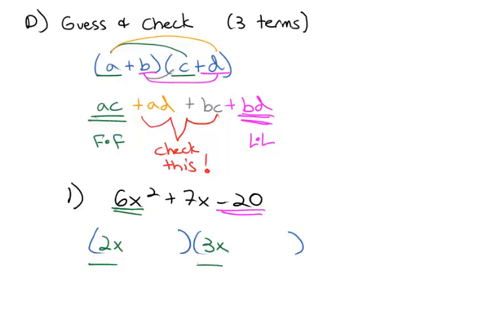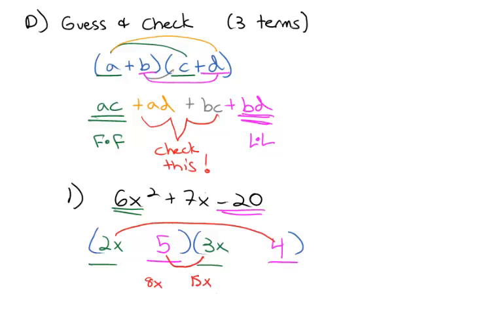Then the last term, negative 20, last times last has to equal 20. One guess might be 5 and 4. Then I will check the middle stuff. The way we check the middle stuff is we multiply the greens and pinks together, if you will. The outside, 2x times 4 is 8x. The inside, 5 times 3 is 15x.